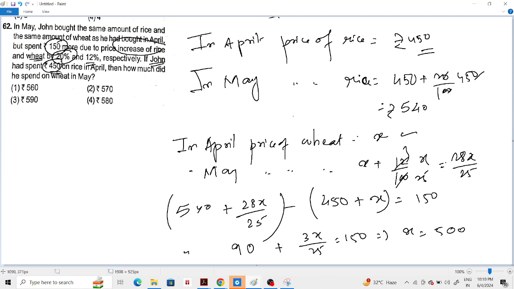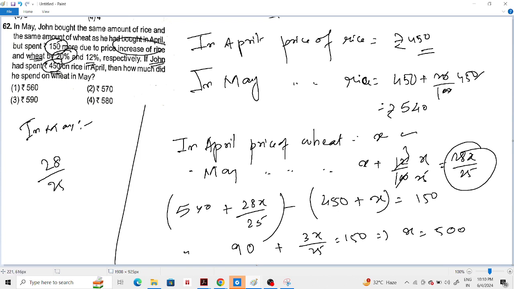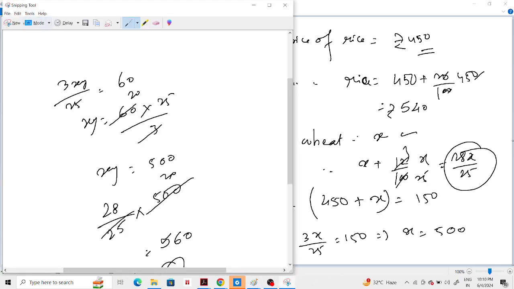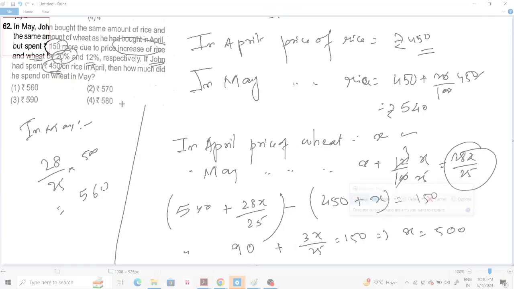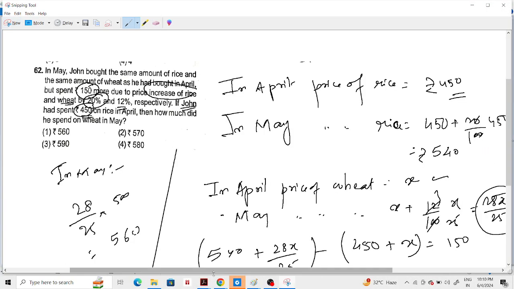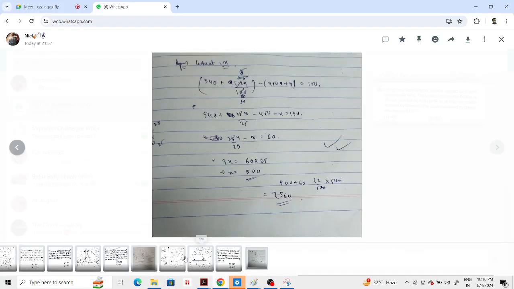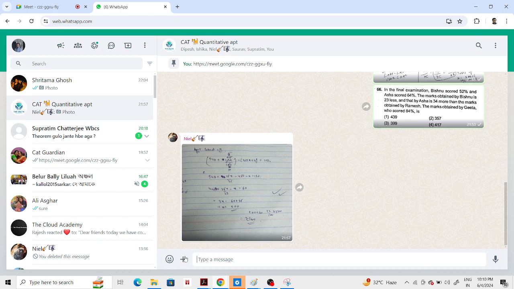So in May, how much did he spend on wheat? That is 28 by 25 into X. X is 500. So that is going to give me 560. So you have both the processes. Whichever you want, you can do it.